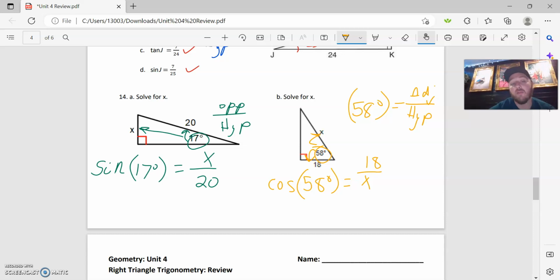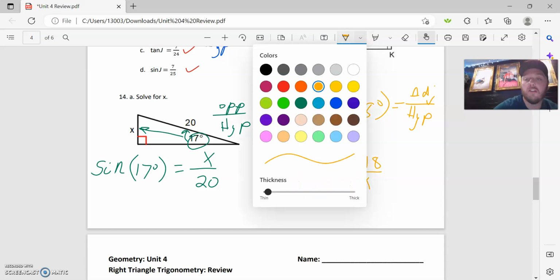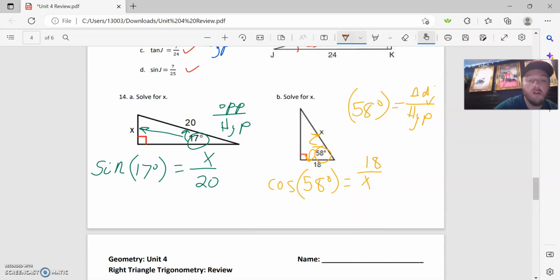Now there's a big difference between the part A question and part B question. Part A, it's really simple to get the answer. I'm going to multiply by 20 on both sides. Because if I take x over 20 times 20, I get x by itself. But if I take 20 on the right, I have to take the left side and multiply by 20. So now I get 20 sine 17.